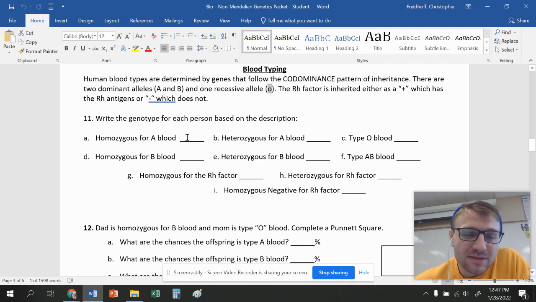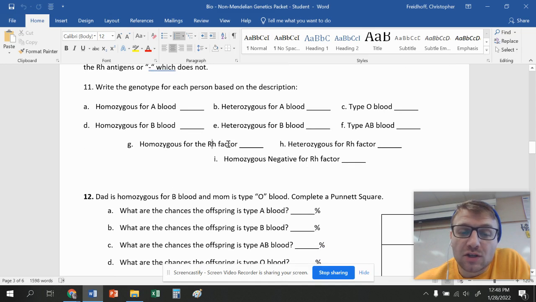It's kind of hard to tell with those lowercase O's because they look like the bigger case O's, but try your best. So for homozygous A blood, this is going to be big A, big A. Heterozygous, remember, is going to be big A, O. Not big A, little a, because that's not what we're talking about here. This is big A, O. Remember that the A's are dominant to the O's. Type O blood is just going to be OO. Same for the rest. You just got to figure out what these are.